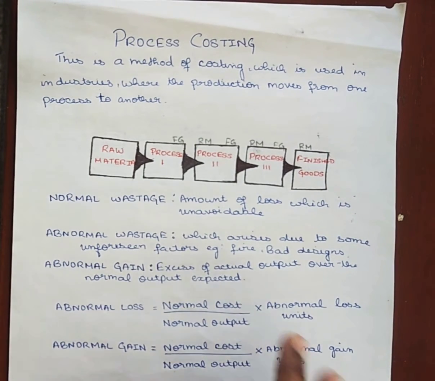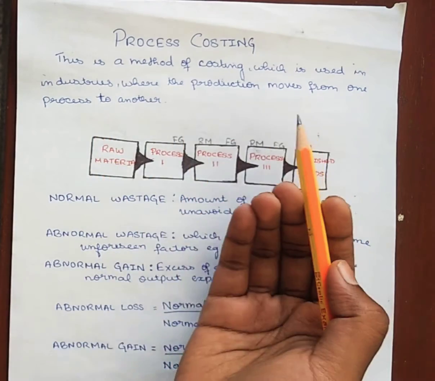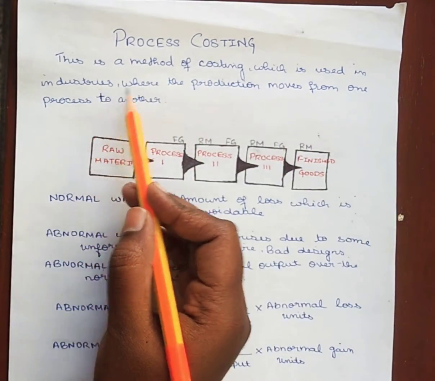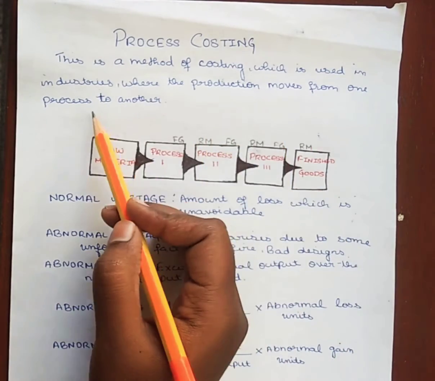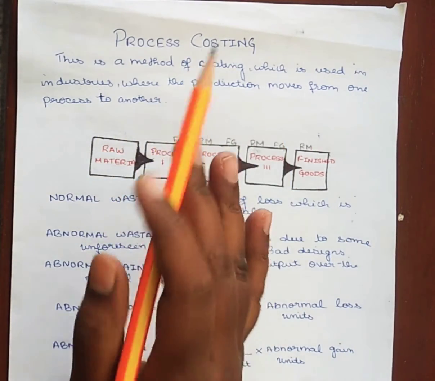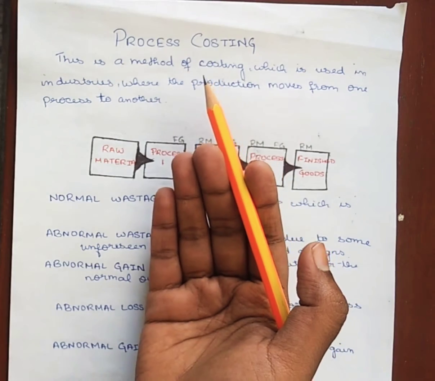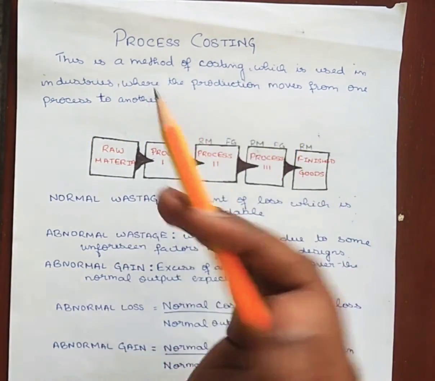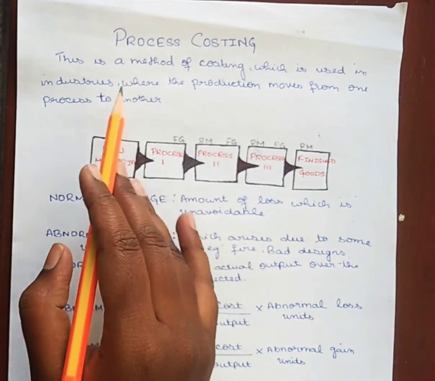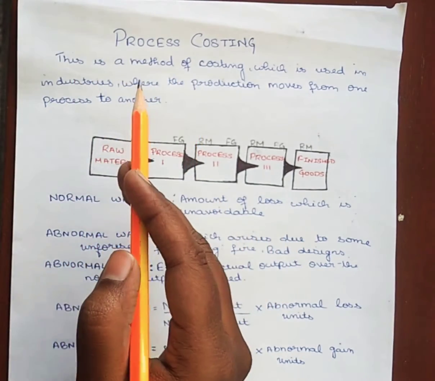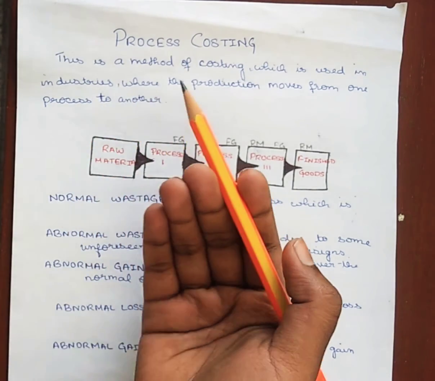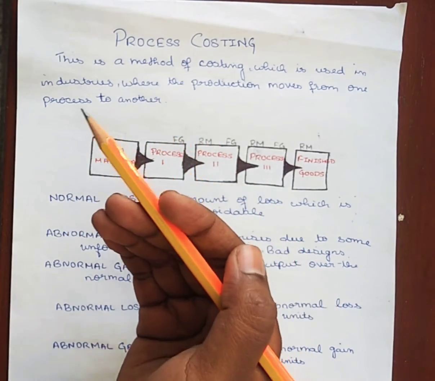Today we'll start off with process costing. Now what is process costing? This is a method of costing which is used in industries where the production moves from one process to another process. That is, raw materials have to be passed through each of the processes in order to get the finished products. So that is what we mean here. An example for this could be textile industry or oil refineries. These are the examples of process costing.